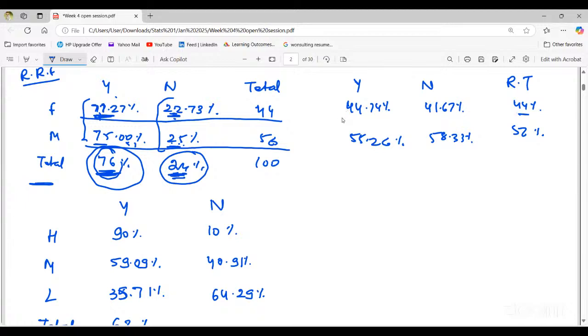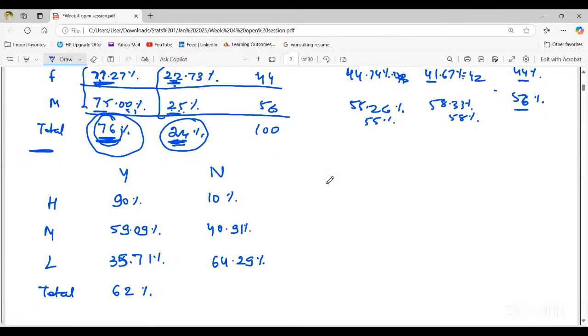If you see, 44% is actually 42 and this is like 43, so it is around 44 only, right? Similarly, this is 55% and this is 58%, and the total was 56%. So it is around 56 only, correct? So the difference is kind of 10. So there is no difference, and they are not associated with each other.